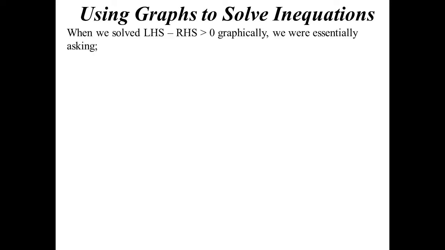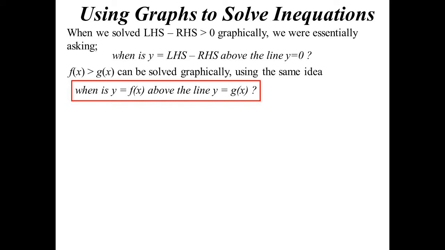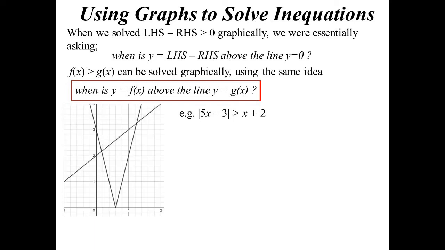Of course, we could use the graph to solve an inequation, and that was the idea we talked about yesterday. Left hand minus right hand side, when is it above the axis, when is it below the axis, that sort of idea. So f of x greater than g of x can be done exactly the same way. So when is f of x above g of x? If I had something like this, absolute value of 5x minus 3 is greater than x plus 2, I could draw in the absolute value graph. There it is there. I could draw in y equals x plus 2. And we're now just asking ourselves, when is the absolute value graph above the straight line?